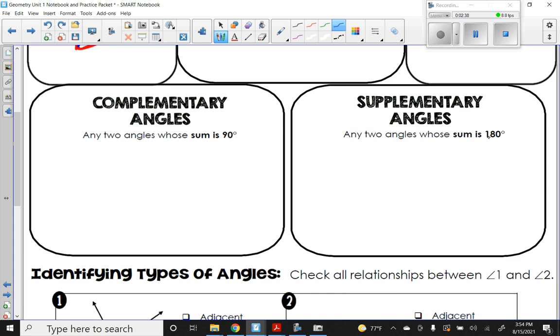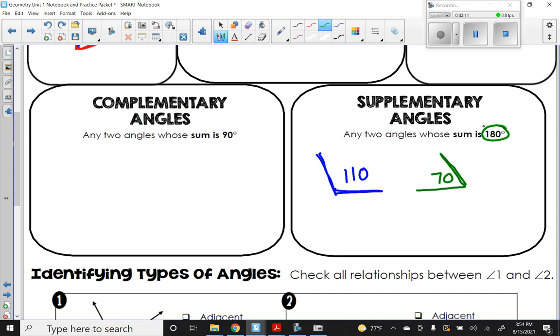Supplementary angles are just any two angles whose sum is 180. So if I have an angle that is 110, there is only one number that the supplementary angle could be, and that is 70. How do I know that? Because they have to add up to 180. Supplementary angles add up to 180 always.